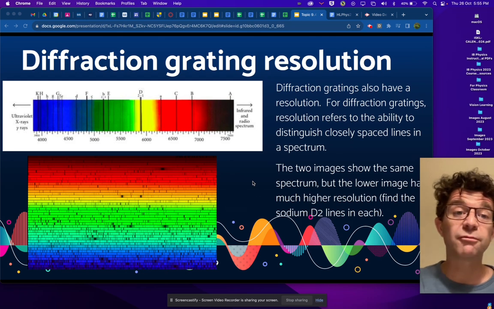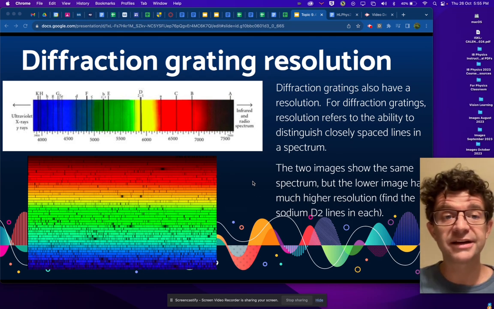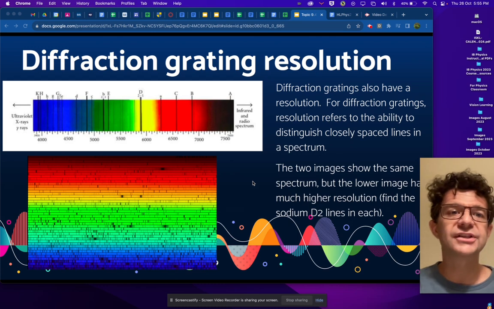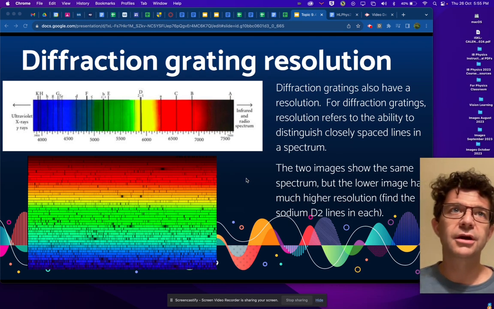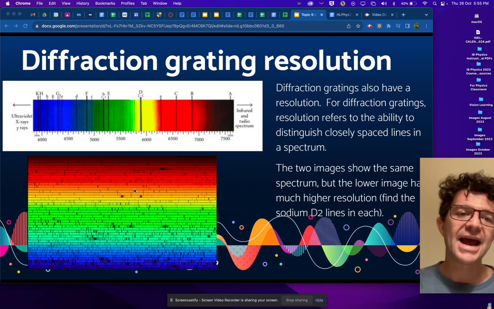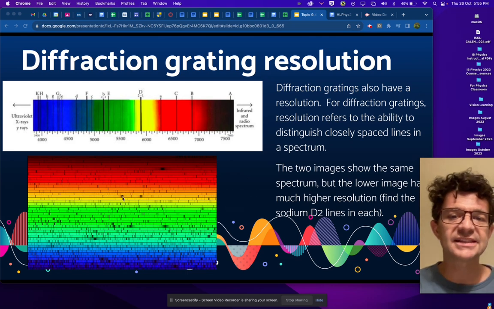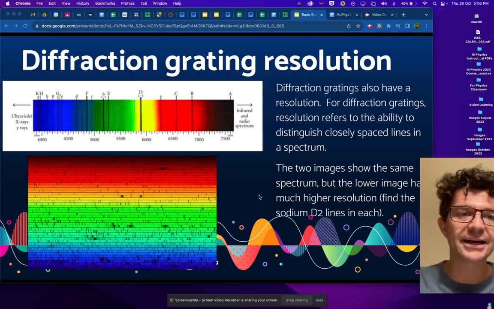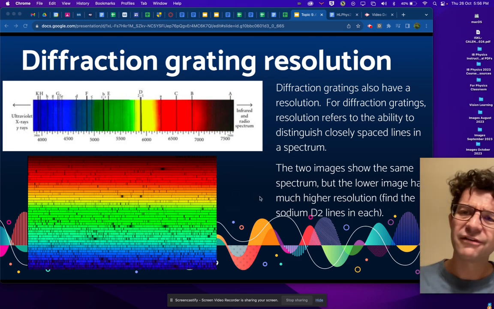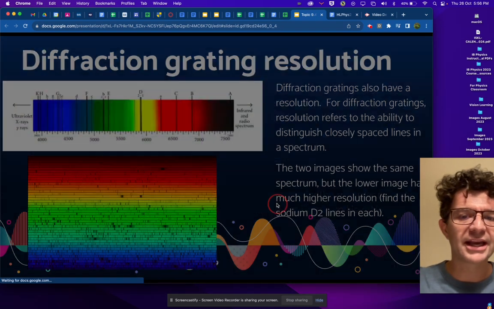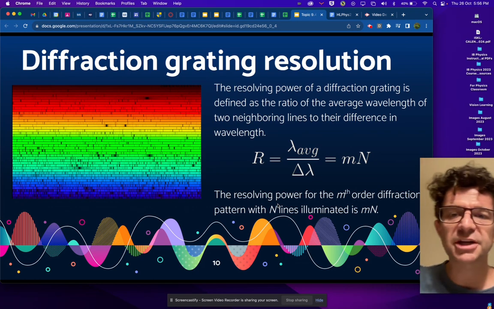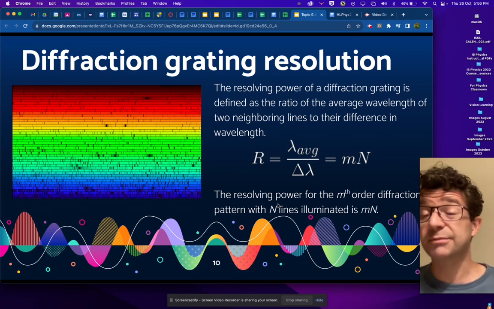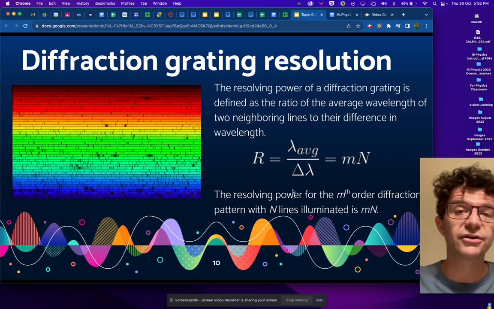So this is a different way of describing resolution: how close together in wavelength can two colors of light be and still be observed to be separate in the spectrum created by a diffraction grating. So, same word, very different phenomena that we're looking at. In this case, we aren't going to derive an expression for it. I'm just going to give it to you. Similarly, it will be given to you inside of your data booklet.